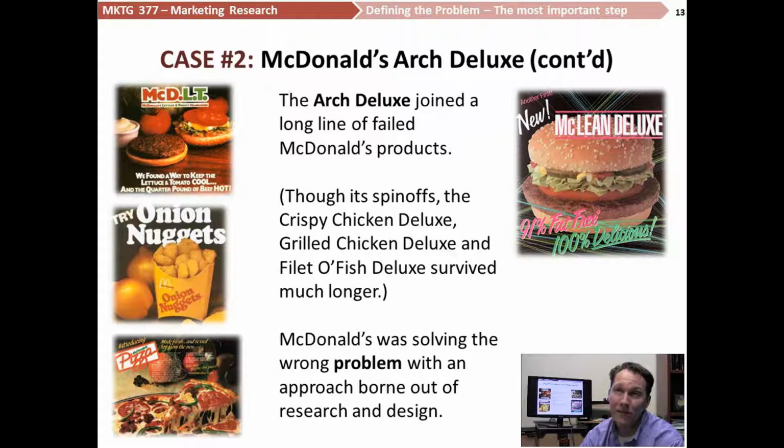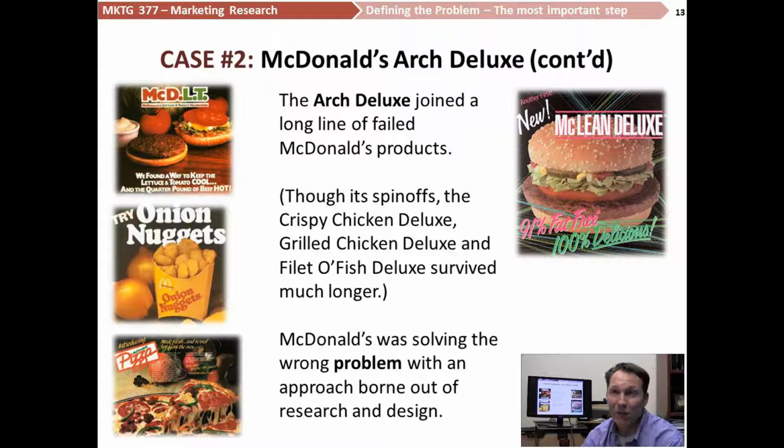The Arch Deluxe, like all of these products, was a product that was intended to solve a problem that consumers didn't really have. I mean, it was a nice idea to try to extend the line of what McDonald's could do, but really, if McDonald's had been trying to solve the correct problem, they would have been trying to understand what their core values were and how they could stretch those core values to continue to capture more customers, rather than to try to introduce a product to compete with a problem that nobody really had.